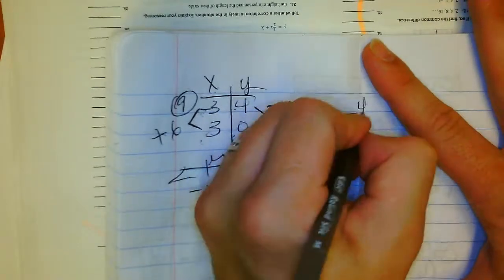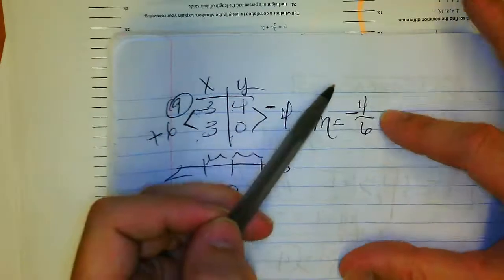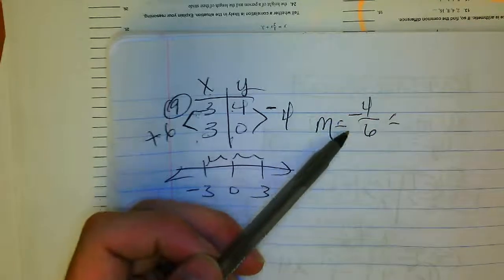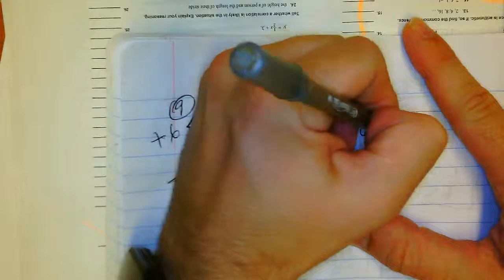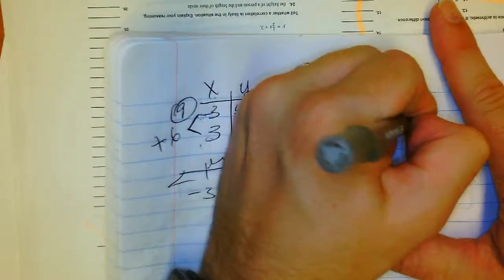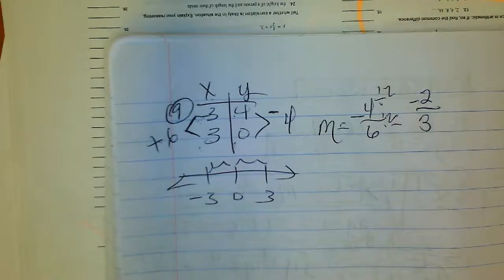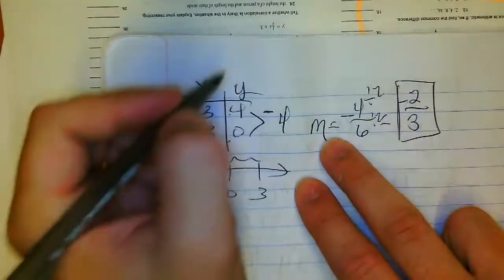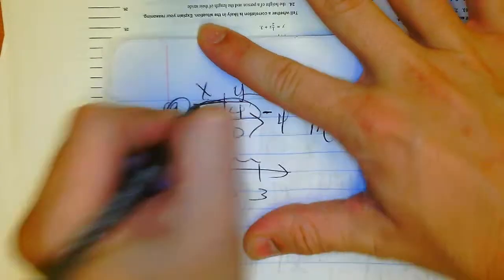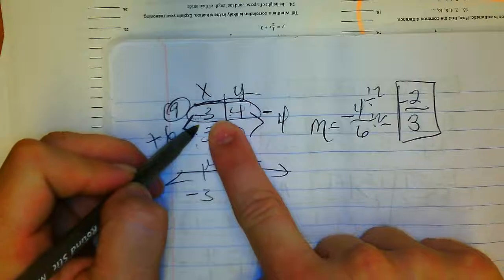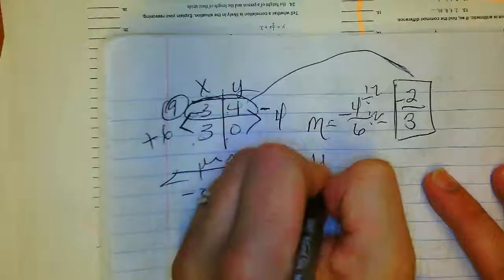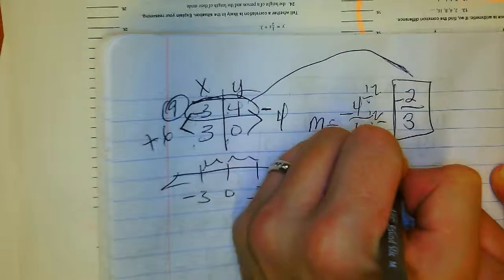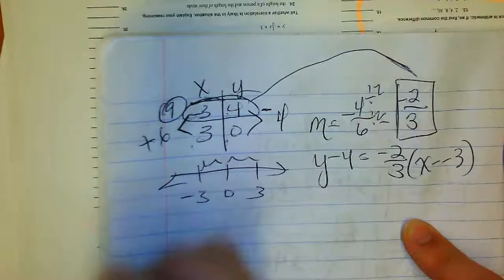All right, Janie, what's the slope? Yeah, -4 over 6. Help me reduce this fraction, Janie. What's the smallest possible terms? Yeah, so -2 and a +3. Very good. And then we'll use this point right here, -3 and 4. So we have our point and we have our slope, and that's what we call point slope. So we're going to have y minus 4 equals -2/3 times x minus minus 3.